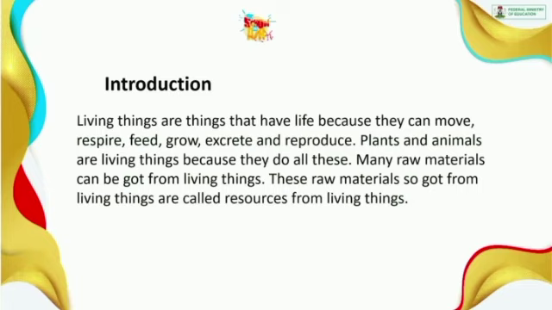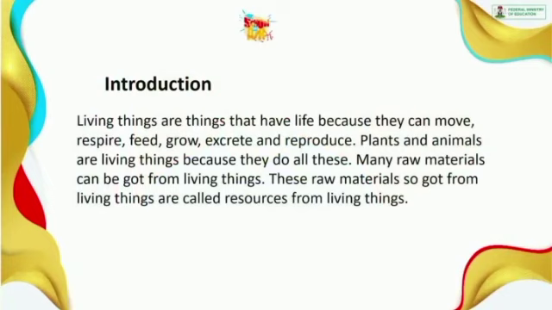Plants and animals can move. Plants can move passively when, for example, wind is blowing the leaves of the trees. So plants can move passively, while animals can move actively from one place to another. That is, they can move with their limbs, for example, in humans. So plants and animals can move from one place to another.